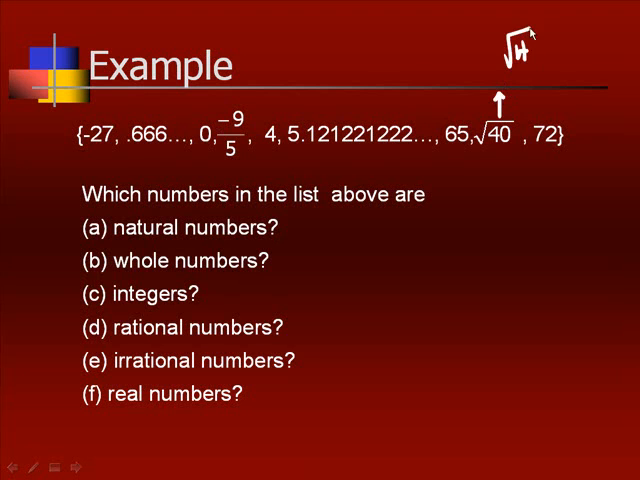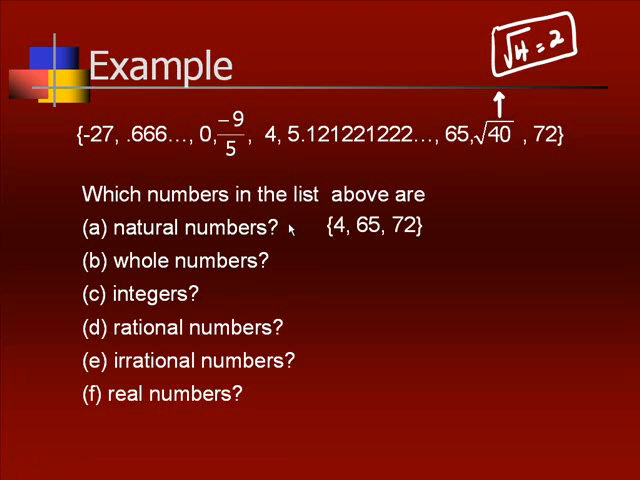If it would have been square root of 4, then we say, well, you know what? The square root of 4 is 2. Then it becomes natural and whole and integers and all that. So just be careful. Don't just look at it and say, oh, there's a square root, so therefore it's irrational. If it's a nice square root, then it could be all these other numbers.